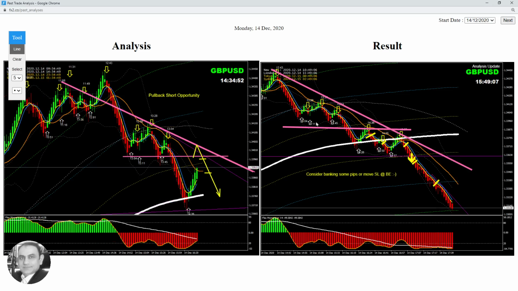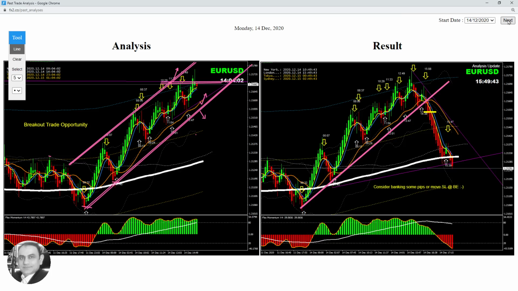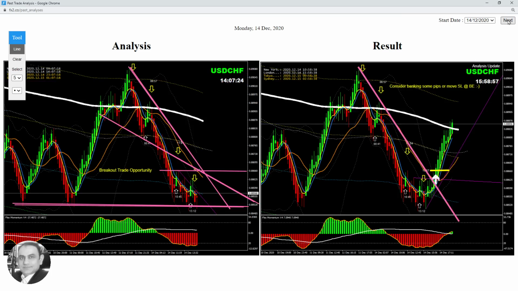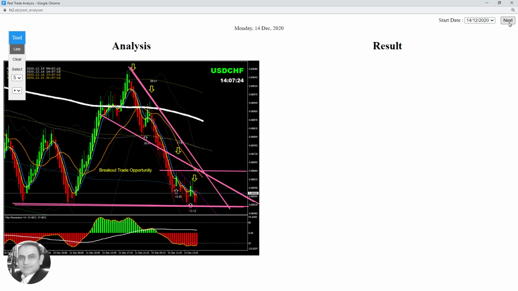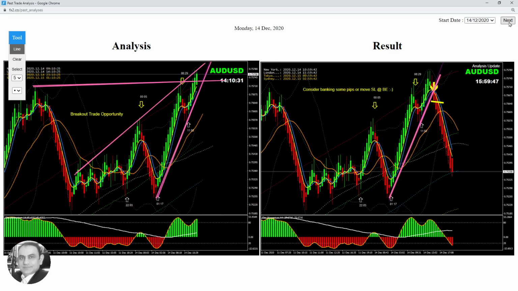Pound dollar, as you can see, we already banked, and as explained, a beautiful pullback short trade, and one of the traders banked $9,640 today, just on this trade. Beautiful short trade. And euro USD breakout short trade, dollar Swiss franc counter long trade. You can see the price nicely respected the support level. And Aussie dollar, beautiful breakout, because we explained to traders this was the previous last week high.